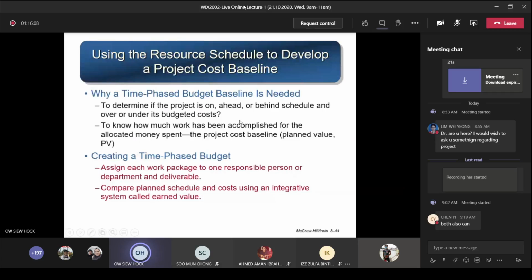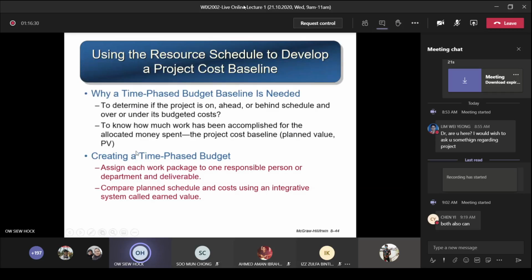Whatever you plan, as in that diagram, the cost estimation throughout the duration, time phase, everything, that is known as the baseline, or we call it the plan value. To know how much work has been accomplished for the allocated money spent, the project cost baseline, which is called the plan value, is known as PV.